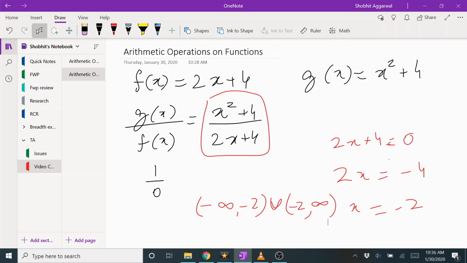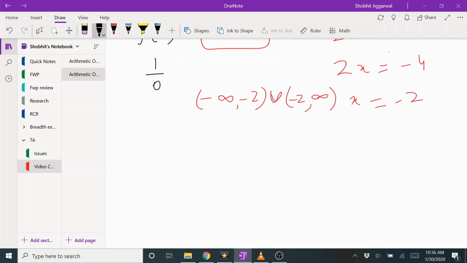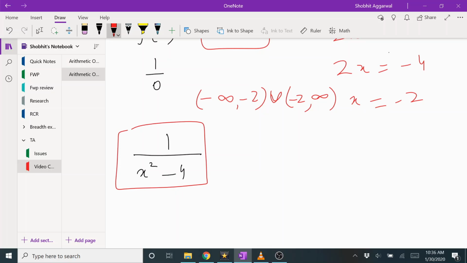Let's take another example. So if we are dividing, let's say, 1 divided by x squared minus 4, we have to find the domain for this function. So with the same steps, we set the denominator equal to 0. So that is x squared minus 4 equals 0. That gives us x squared equals 4, and x equals plus and minus 2.